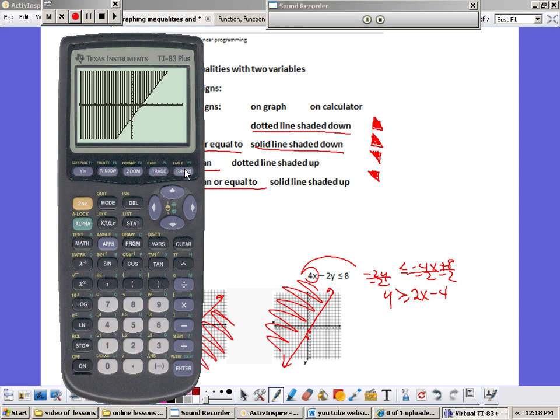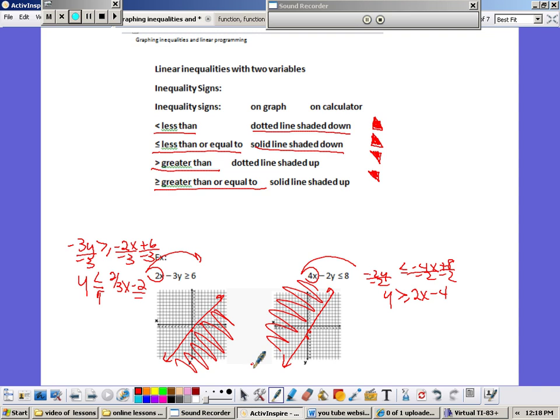So you have to make sure that you understand that if it's a less than or greater than, it's a dotted line, and everything on the line is not included. If it's a greater than or equal to, or a less than or equal to, it's a solid line, and everything on the line is included.